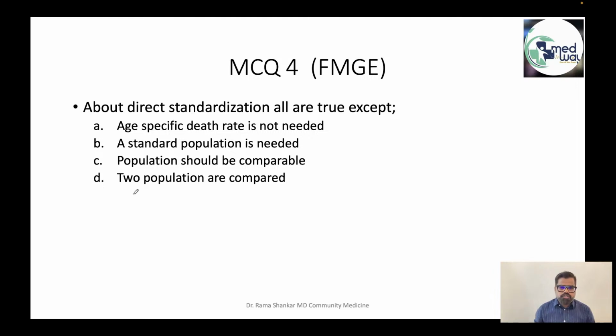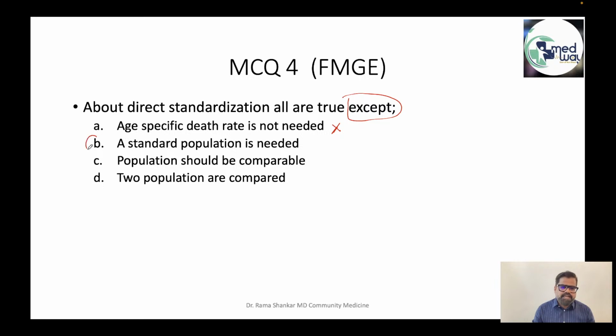Okay, let's take the fourth question. Now the question is asking about direct standardization. All are true except, again comes the word except. So age specific death rate is not needed. I'm not sure. I don't know whether it is right or wrong. Standard population is needed. Yes.